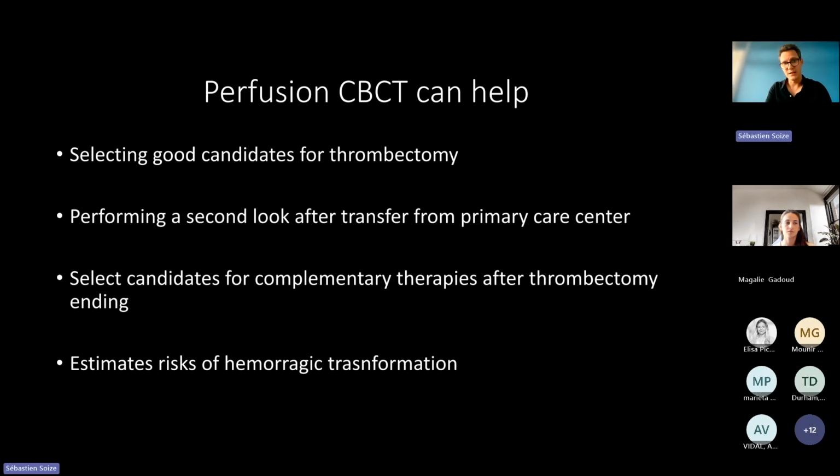You can also select candidates for adding therapies or, on the contrary, stopping therapies during or after thrombectomy, meaning here the big point is looking at no reflow or failures. And you can maybe also estimate the risk of hemorrhagic transformation.